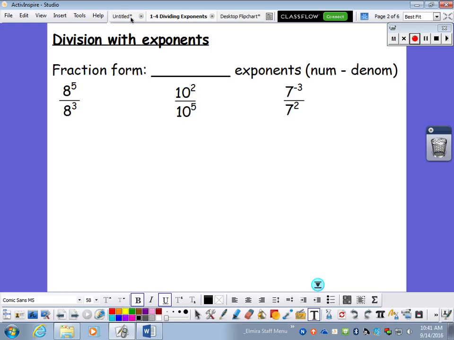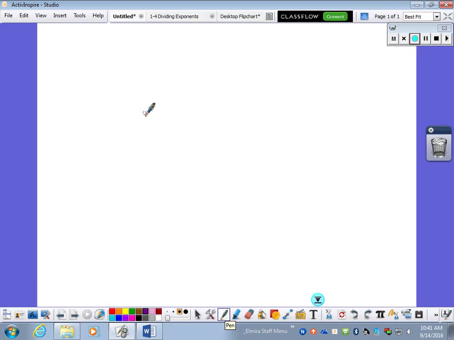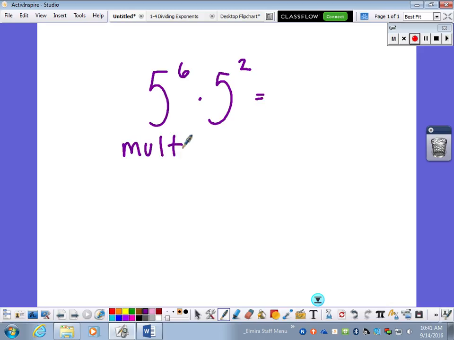Okay, so before we get to the notes, let's just remember what we've done already. When we've had 5 to the 6th power times 5 to the 2nd power, we did this a couple days ago. This is a multiply problem. So we keep our base and then we add the exponents. 6 plus 2 is 8. Okay, so multiply problems mean add the exponents.